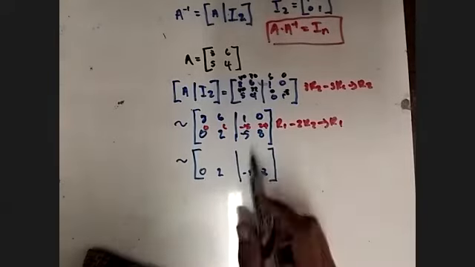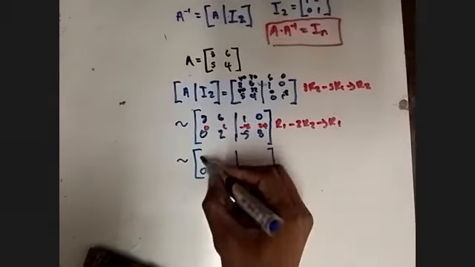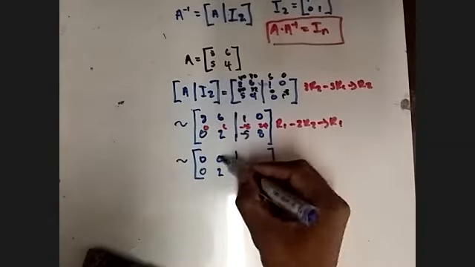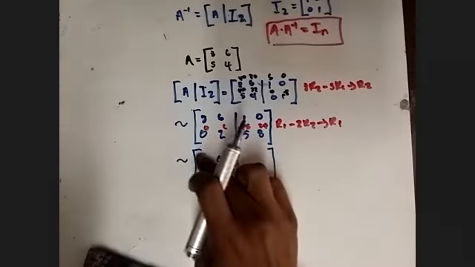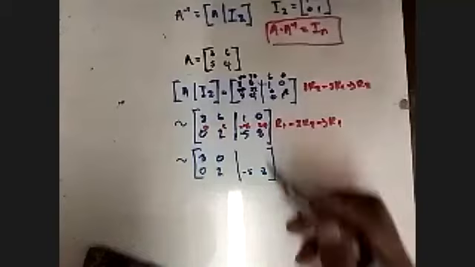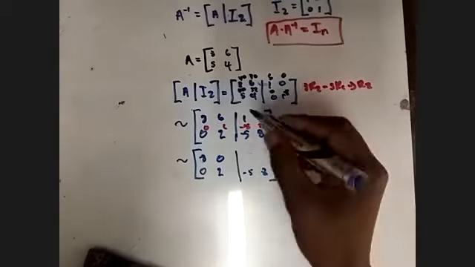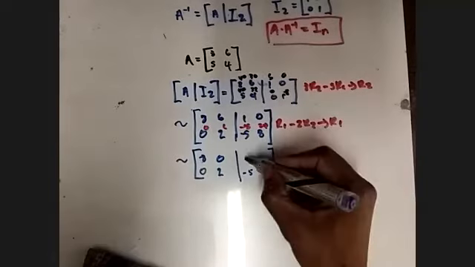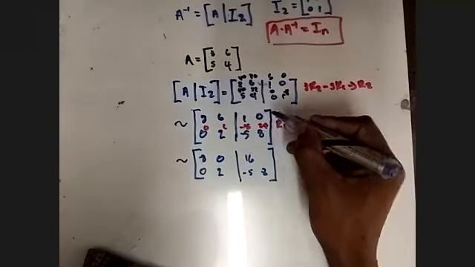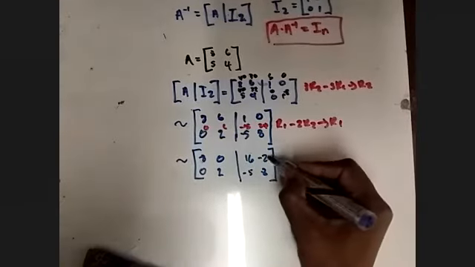Now the next part: 8 plus 0 is 8. 6 minus 0 is 6. 1 is 1. 8 minus 0 is 8. 6 plus 6 is 0. 1 minus 15. 1 minus minus 15, that's 16. And then 0 minus 24, it's 24.